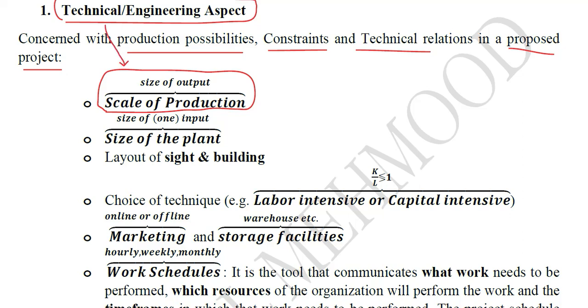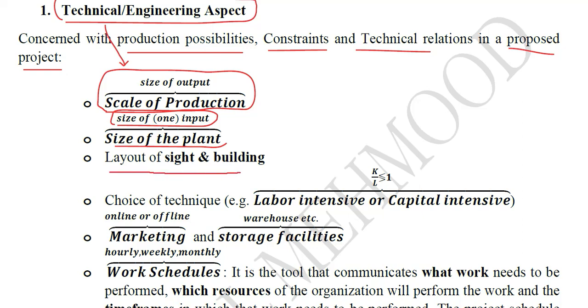We should also consider that what should be the size of the plant. Should we have a large plant or a small plant? How many inputs are used in a certain plant? So such questions, they should also be considered and answered before we complete the decision of the project.